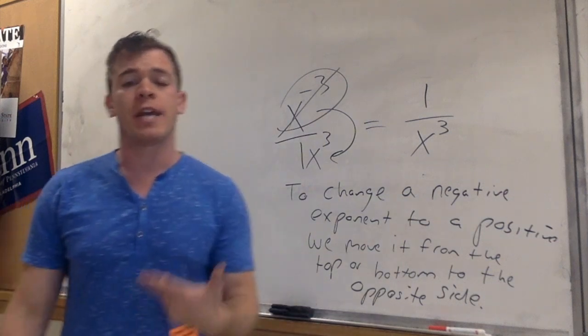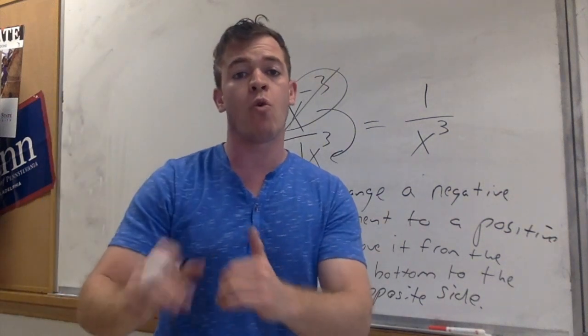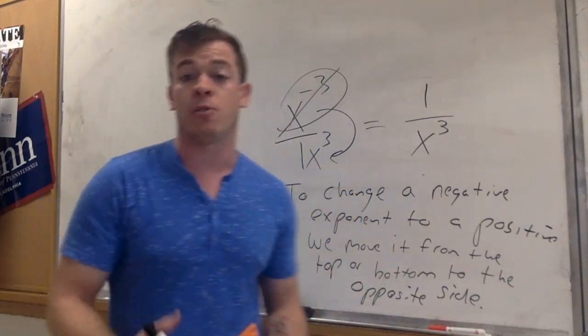In order to change a negative exponent to a positive, we want to move it from the top to the bottom, or vice versa, from the bottom to the top. And we'll see some more examples like that in just a moment.